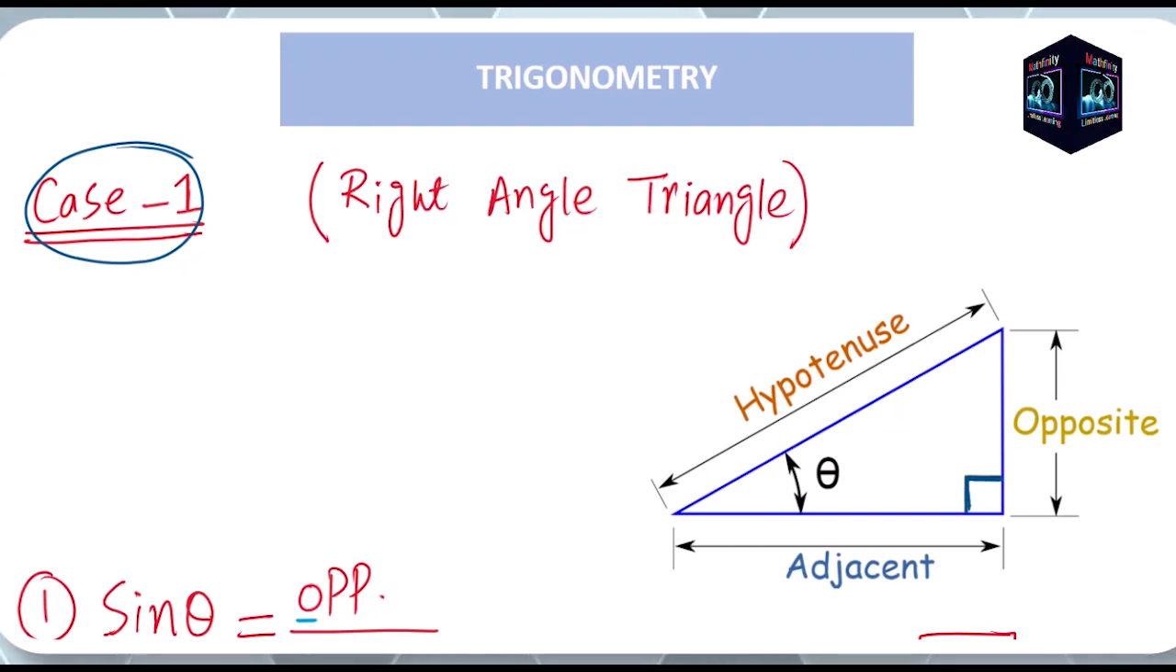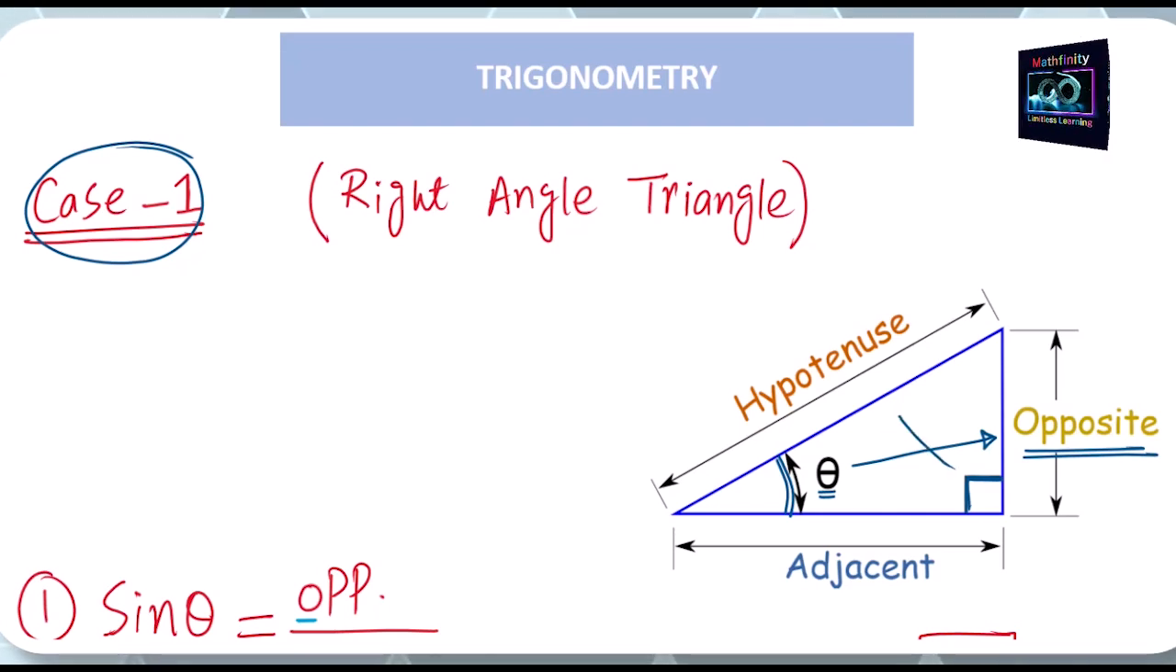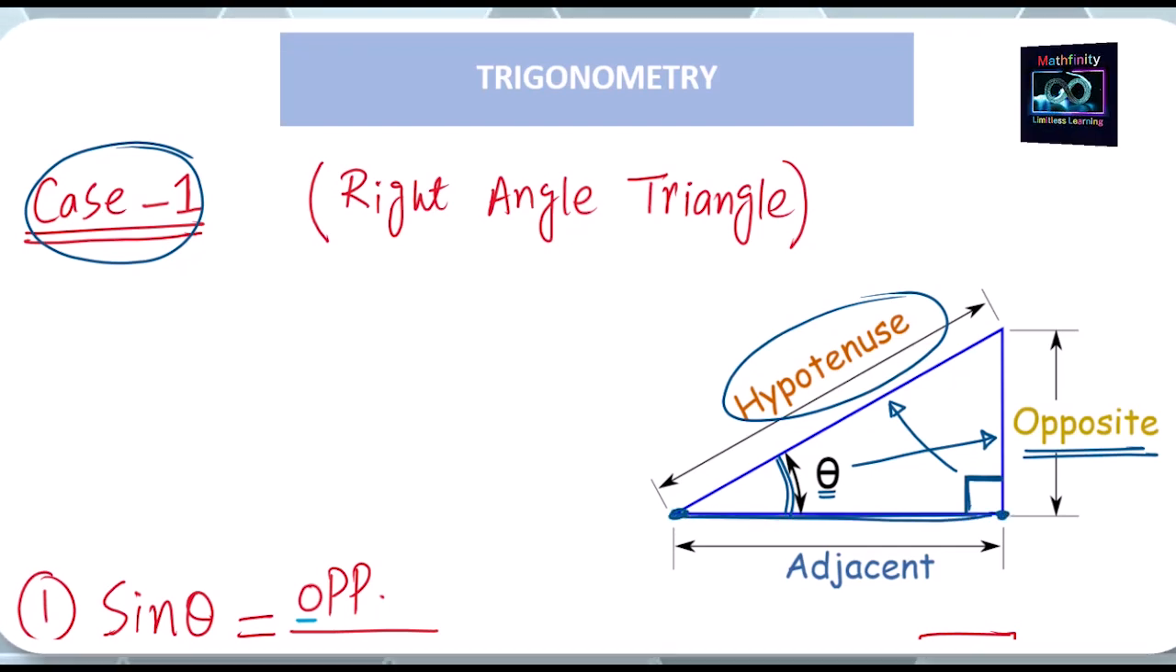After finding that this is case 1, you must have an idea about the sides. Suppose this is the angle, mentioned as theta. The side opposite of this angle is called opposite, and the side opposite of 90 degrees is called hypotenuse. The side between the angle and the 90 degrees is called adjacent.